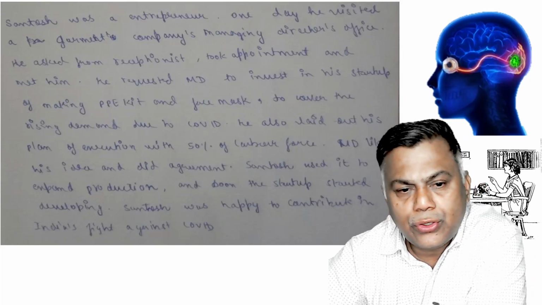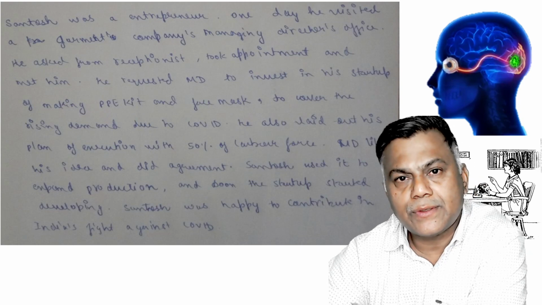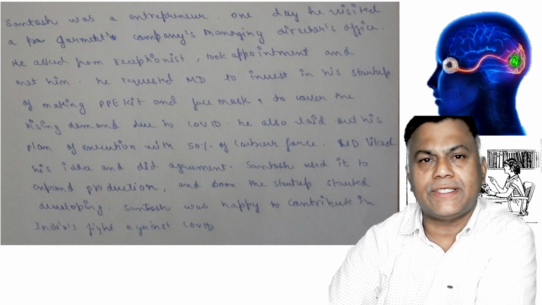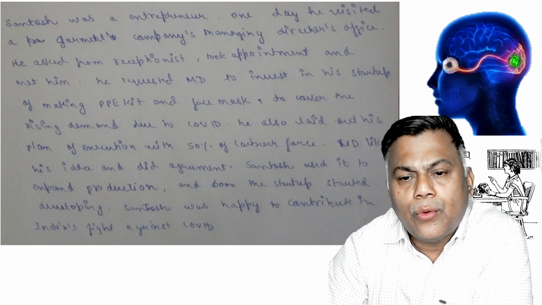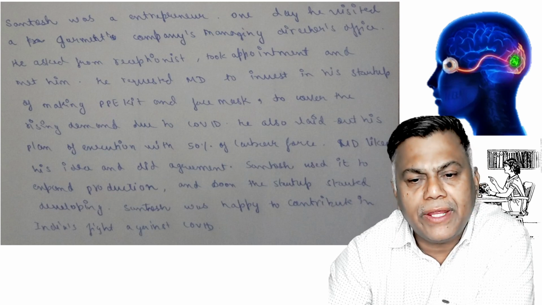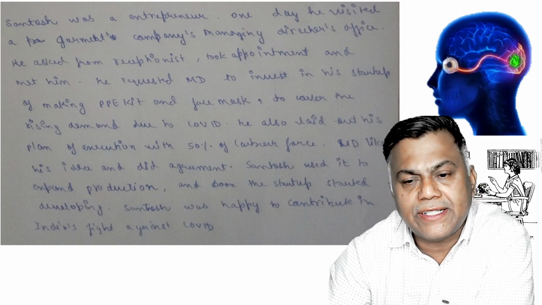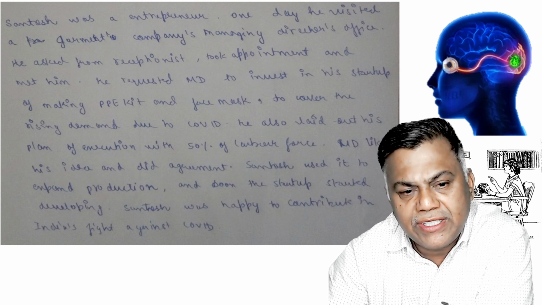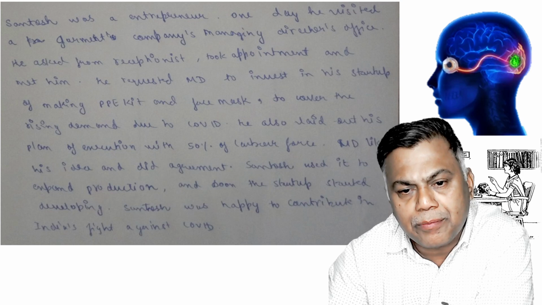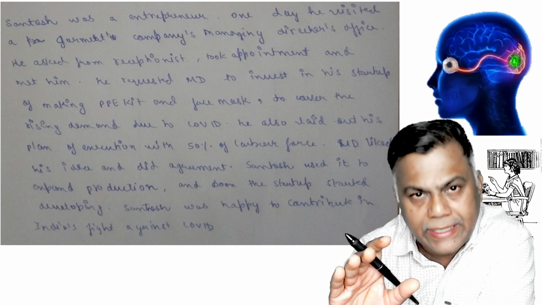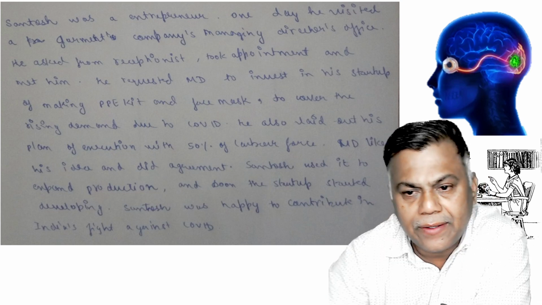So he says Santosh was an entrepreneur. What does an entrepreneur mean? Somebody who runs his own business. One day he visited a garment company's managing director's office. So one day Santosh, who himself is an entrepreneur, visits a garment company's managing director's office because the managing director board was there. So he connected that.